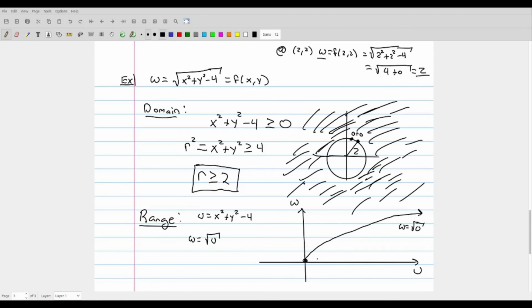So what that means then is that the range of the square root function, square root of u, is from u equals 0 out to u equals infinity, all the way out to positive infinity. And that then means that the range of our function f is also going to go from 0 to infinity. It's the interval from 0 all the way out to positive infinity, and that's the range for this function.